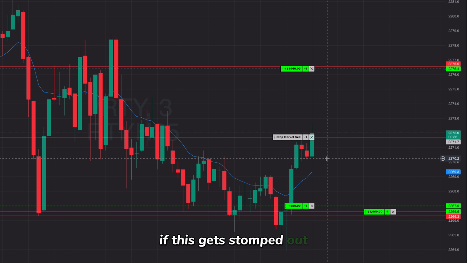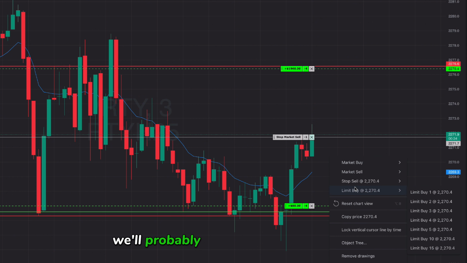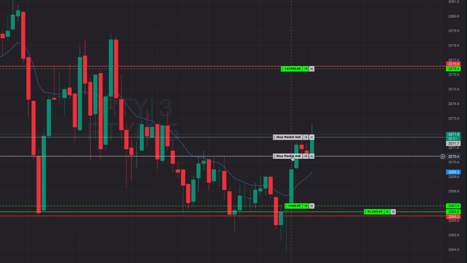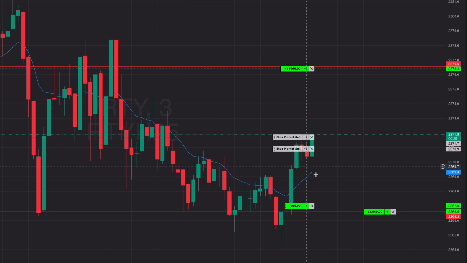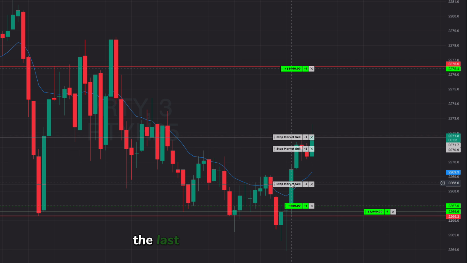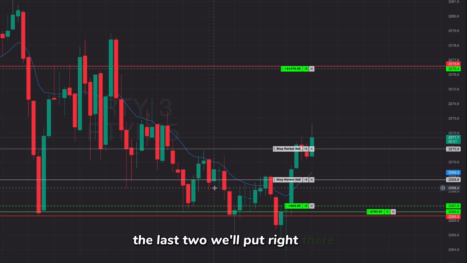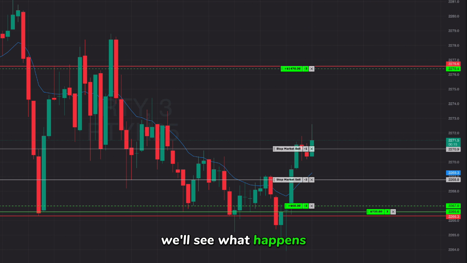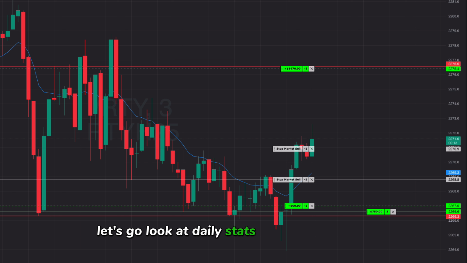If this gets stomped out, we'll probably add one more right here. And then the last two we'll put right there. So that's how we're running it right now. We'll see what happens. Let's go look at daily stats so I can show you guys IWM does not like to mean revert.